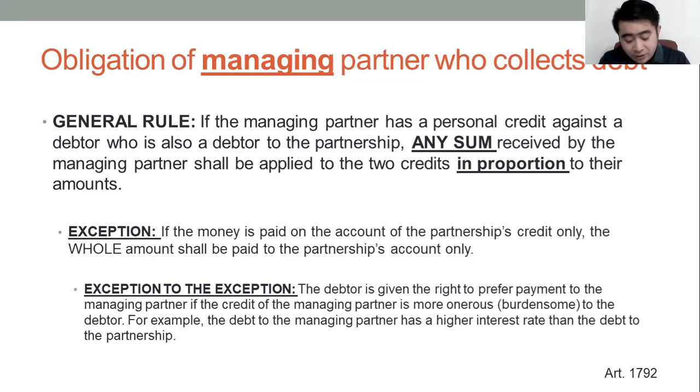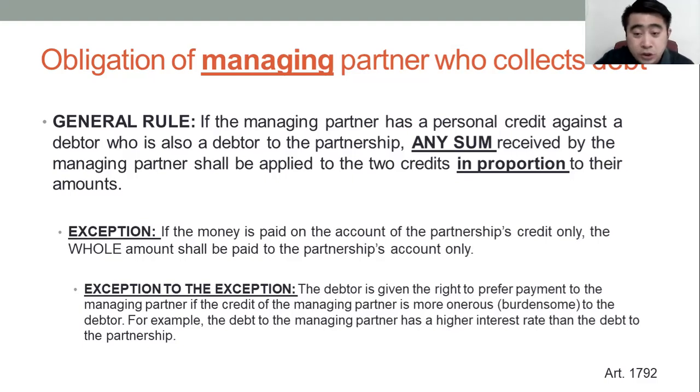Teka, mag-calculator tayo para sigurado. 50,000 pesos divided by 3, no? 50,000 pesos times 1/3. The answer is 16,667 pesos. Yun yung amount na na i-apply sa utang sa akin. Sa partnership naman, anong answer? Di 50,000 pesos times 2/3. All right? And the answer there is 33,333. That is class no?